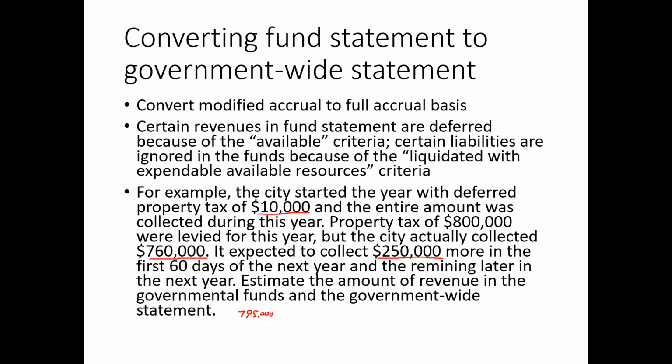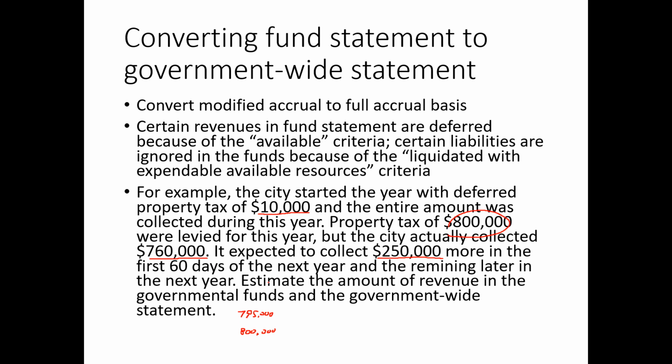And for the government-wide statement, as we adopt the full accrual basis, this becomes obvious. With the full accrual basis, it's very easy to see that we're going to record the property tax bill levied as the revenue for the government-wide statement. So you see the difference will be $5,000.